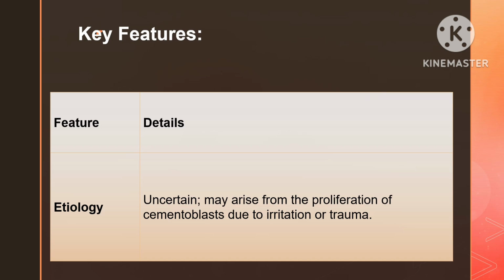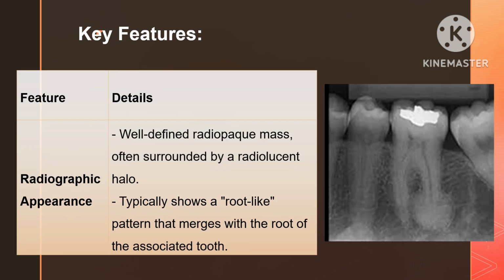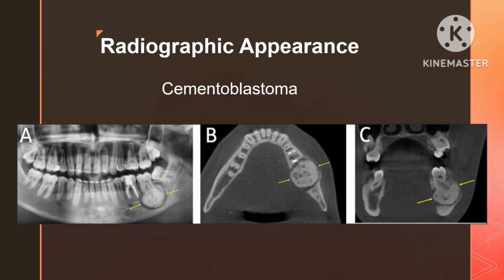On radiograph, cementoblastoma appears as a well-defined radiopaque mass fused to the roots of the affected tooth, surrounded by a thin radiolucent halo, with clear root attachment that helps to distinguish it from similar lesions like osteoblastoma. It often involves root canal invasion, root resorption, and displacement of the adjacent teeth. Treatment requires the complete removal of the lesion and the affected tooth to prevent its recurrence.